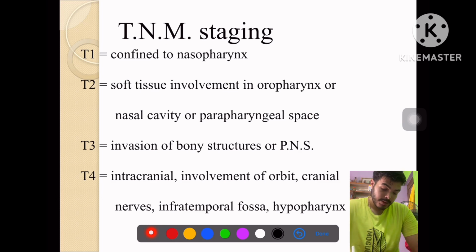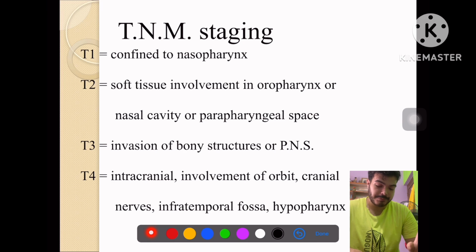I told you environmental exposure, and remember that the gross feature may be proliferative, ulcerative, or infiltrative type. Remember that NPC has a bimodal age distribution. It might be seen in children or in adults, but most commonly it is seen in adults. It's a tumor of the adult population.